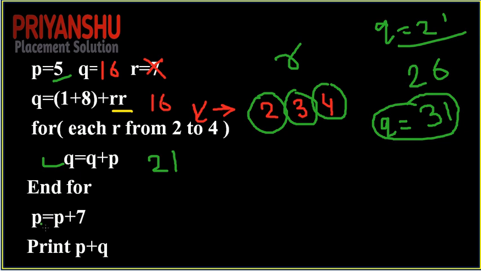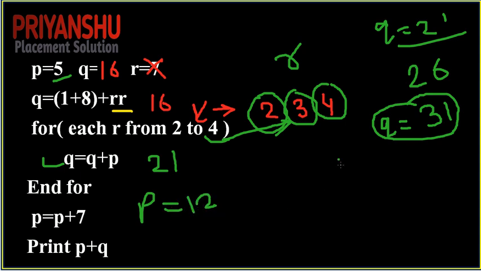Then friends, the loop is executed. We are done with our loop, right? Again r is incremented by 5, but we do not need to execute at 5. Why? Because here the range is only 4 till 4, right? Then friends, p equal to p plus 7. So the value of p is 5 and plus 7 is nothing but p equal to 12, right?